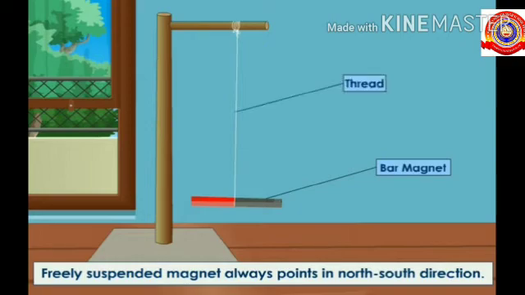The end of the magnet which points towards the north is called the north pole, and the end of the magnet which points towards the south is called the south pole. So from this we can understand that a freely suspended magnet always points in the north-south direction.